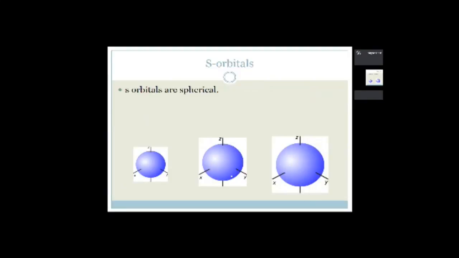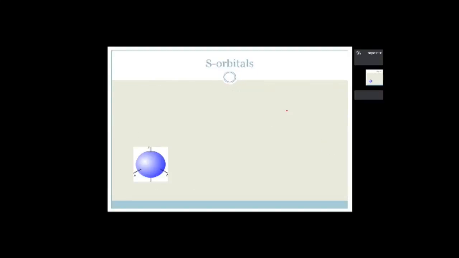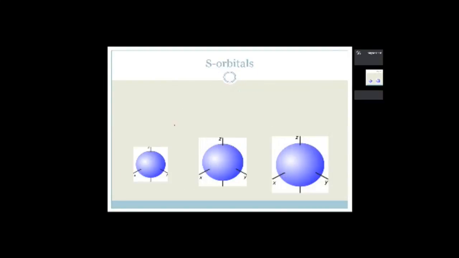Okay. Now, just let me explain what's going on here. Your s orbitals are spherical in shape, okay? Whenever I'm drawing something like this, obviously I can't draw it in three dimensions. I can only draw it in two dimensions. So you can see here that they've made an effort to make it look like a sphere by shading it, okay? And that is actually what your orbitals look like.